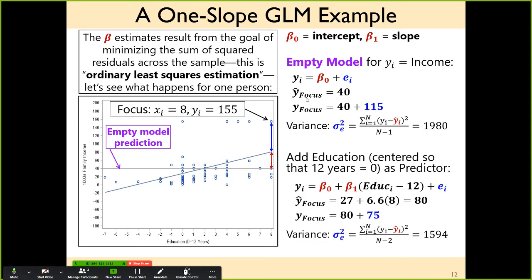If we add something to the model, let's add education as a predictor. Education should be related to income, right? That must be one of the reasons you're here, right? More education, more money, up to a point.